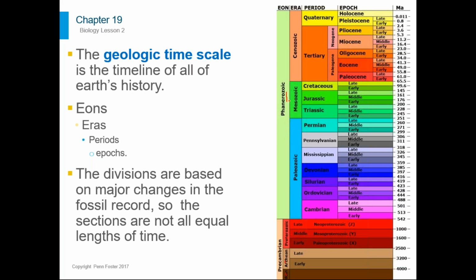So right now we're in the Phanerozoic eon. That's divided into these 3 eras. And then we could take the eras and divide them into periods. So let's look at the Mesozoic. That's what dinosaurs were. That's divided into these 3 periods. And then each of those periods is divided into epochs.